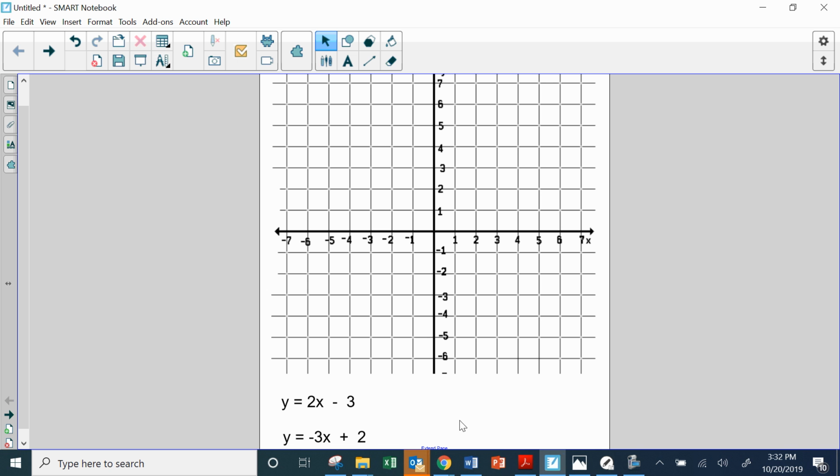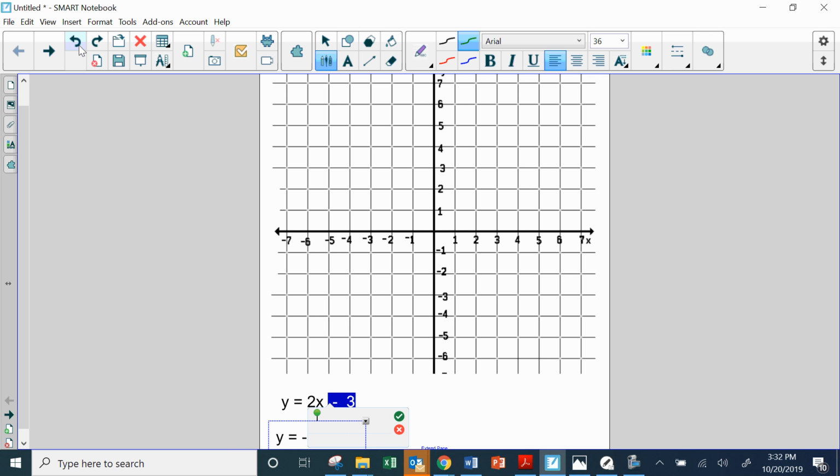So my first step, I need to find the y-intercept for each of these equations. I'm going to kind of do them both at the same time. So my y-intercept is always the term that doesn't have x in it. So that's my y-intercept for that particular equation.